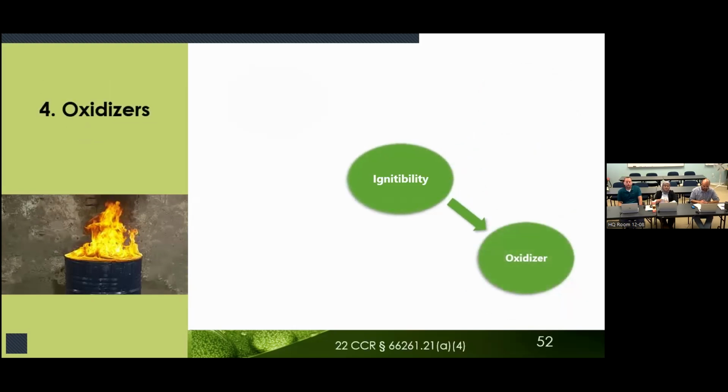Now, the last category is oxidizers. Oxidizers are substances that can cause or contribute to the combustion of other materials by providing oxygen or another oxidizing element. While they don't burn themselves, they may help ignite or intensify a fire. Common examples of oxidizers include hydrogen peroxide, potassium permanganate, and nitrates. These substances can significantly increase the risk of fire when in contact with flammable materials.